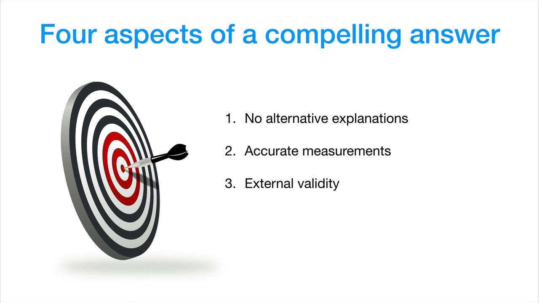And then the fourth aspect is reliability, which means that your findings are reliable in the sense that if you did your study a second time, you would get the same result. And we're going to talk about that in a lot of detail in the data analysis section. Okay, so these are the 4 aspects of a compelling answer.